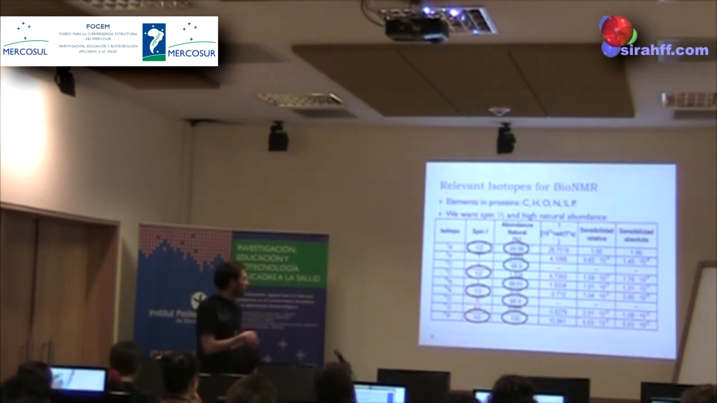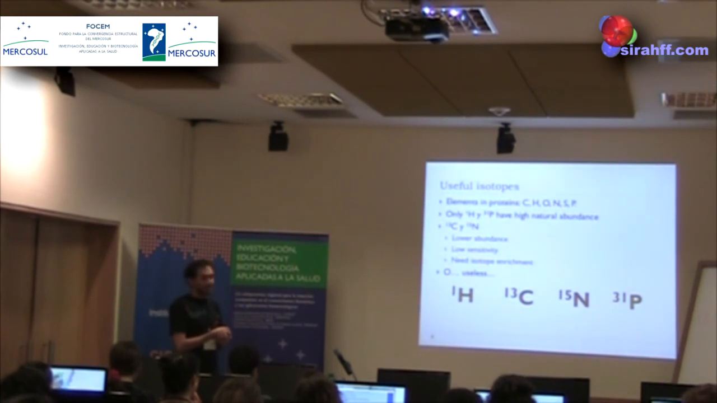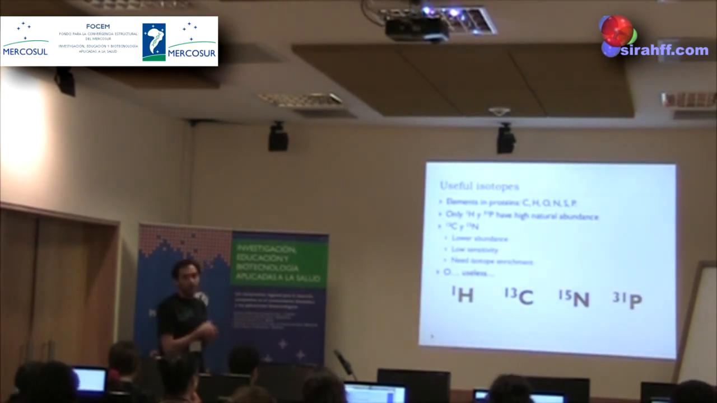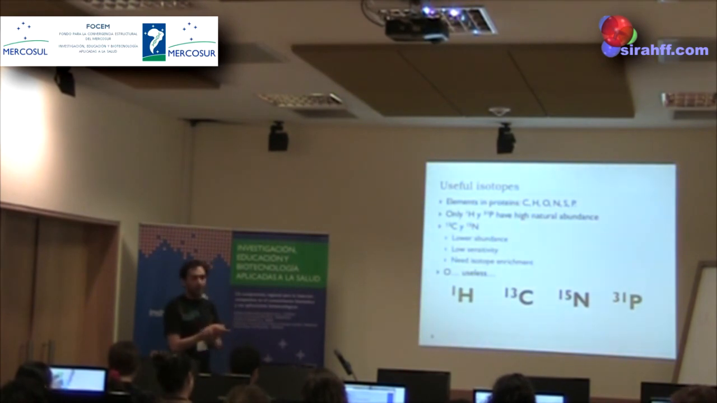So oxygen, basically, we don't have. So only proton and phosphorus-31 have high natural abundance. We can work with carbon-13 and nitrogen-15, and we have to. That's the only way we have to get enough spread in the signal. You can work with this, but you need isotope enrichment, and this is a bit the bottleneck in NMR studies, the possibility of doing isotope enrichment.